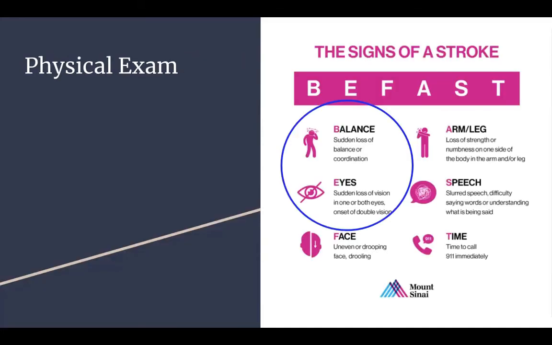When the patient comes into triage, the nurse's screening includes the BE FAST. So B is balance, E is eyes, F is face, A stands for arm and leg, S is speech, and T is time. Specifically for posterior circulation strokes, the ones that you want to key in on are the balance. Do they have a sudden loss of balance or coordination? And eyes. Did they have a sudden loss of vision, or do they have a sudden onset of double vision? So this is the portion that would most likely correlate with a posterior circulation stroke.